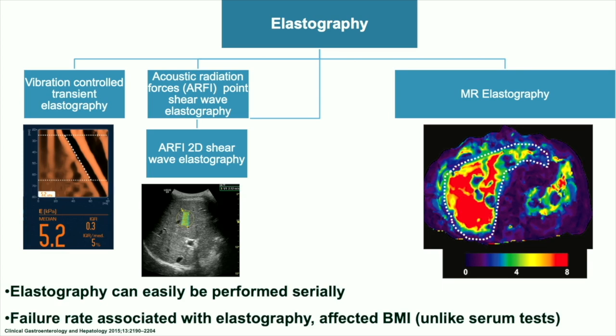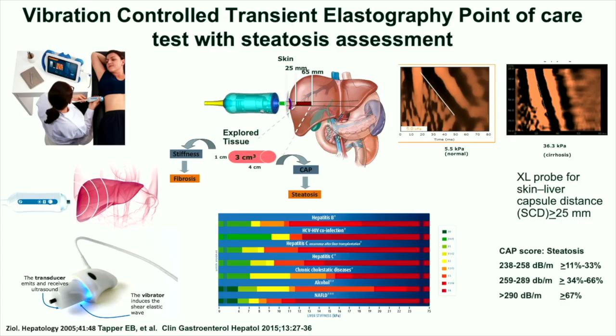There is a failure rate associated with elastography, particularly in those with very high BMIs, and this is a problem that we don't have with our serum tests, although each of these tests certainly has drawbacks. So here is vibration-controlled transient elastography, and you can see here that you take this probe, and it measures about 3 centimeters of liver.